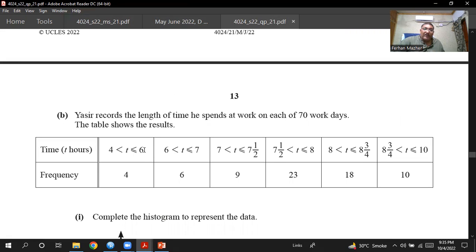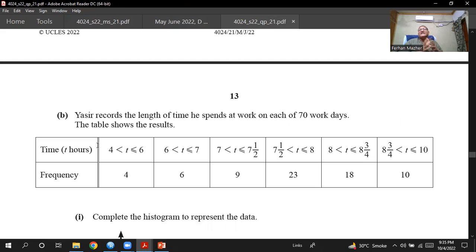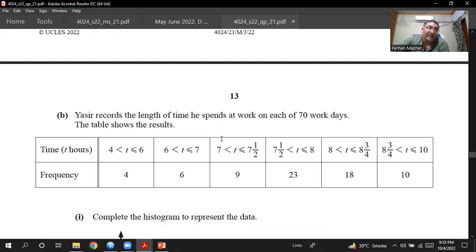If the class width is not the same, not uniform, then you draw the histogram with the help of a frequency density histogram. If you want to find the frequency density, the method is very simple. First of all, we need to find the class width. How do you find the class width? You subtract these two, you get the class width. You subtract 7.5 minus 7, you get the class width.